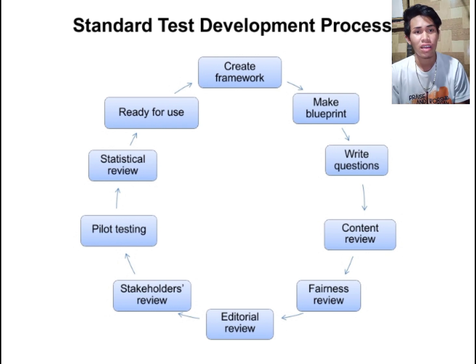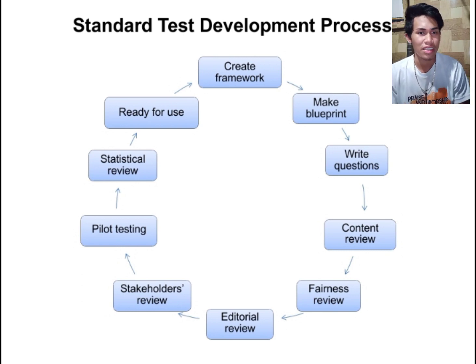And six, editorial review. Once the items have been reviewed, revised, and validated, they are assembled into a complete test form or multiple forms. The test developer ensures that the test forms are equivalent in terms of content coverage and difficulty level. They also consider factors such as test length and item sequencing.